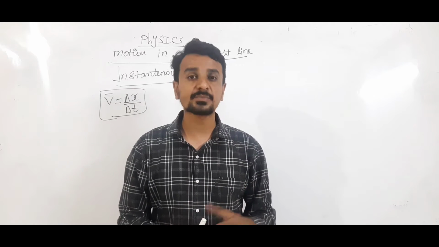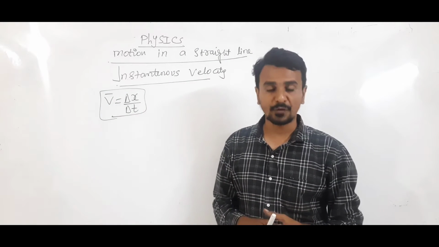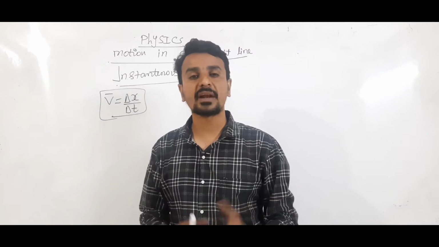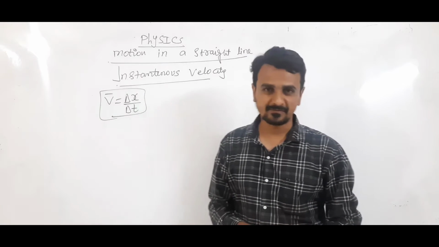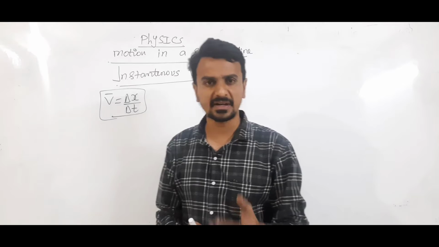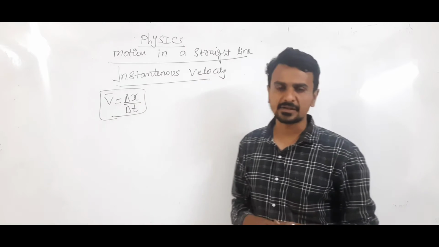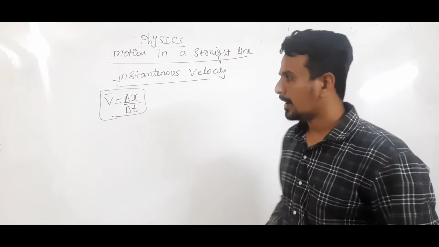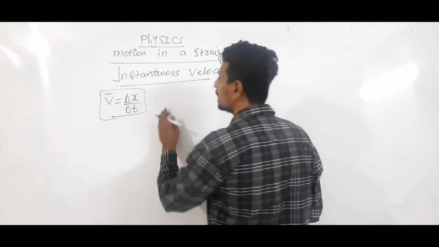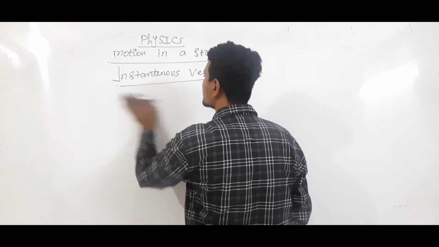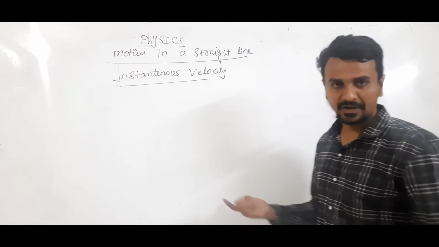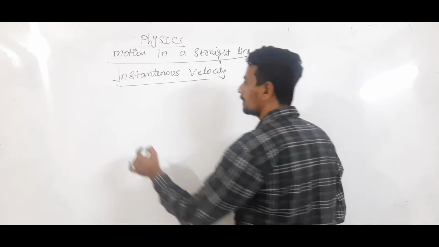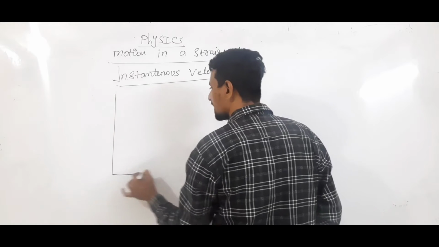For example, the speedometer of your vehicle, your scooter, gives you the instantaneous speed or instantaneous velocity. Since we are discussing motion in a straight line, speed and velocity all mean the same. Let us understand how to obtain instantaneous velocity from average velocity with the help of an example.